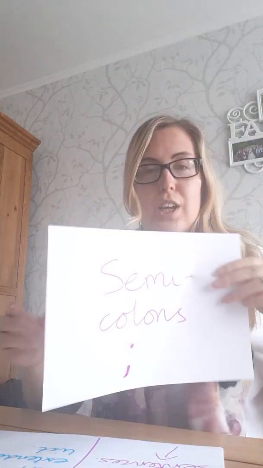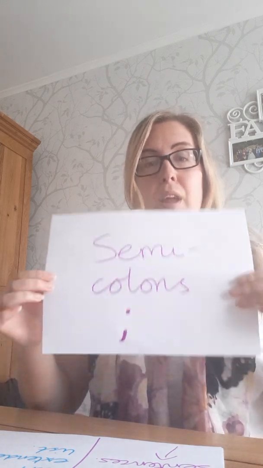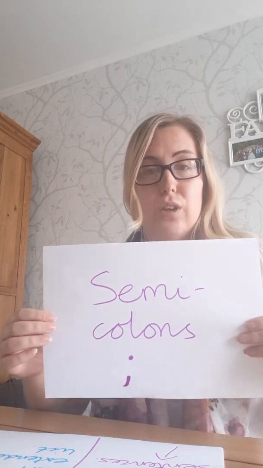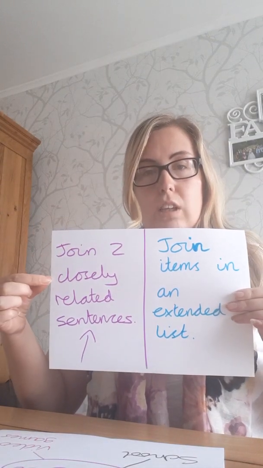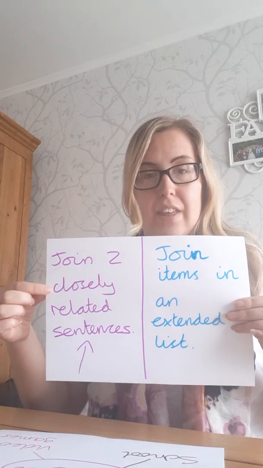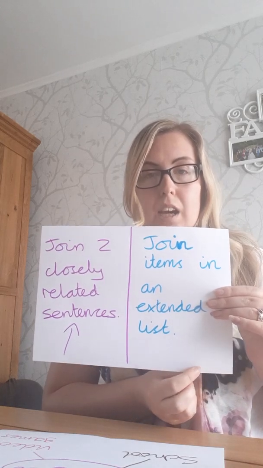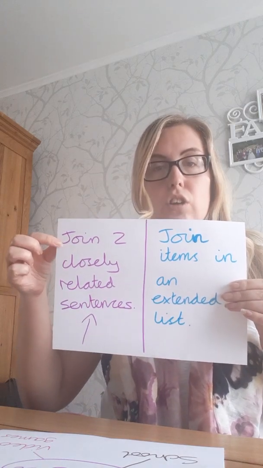Today we're going to be looking at semicolons, something you should have had a little look at in school already, but we're going to have a quick refresher all together to make sure you're all really sound on it for using it in your writing this week. There are two uses for semicolons. One is to join two closely related sentences together. The other is for when we have an extended list that already uses commas, so we join the items with semicolons. We're not looking at this one today. We're just going to focus on joining two closely related sentences.